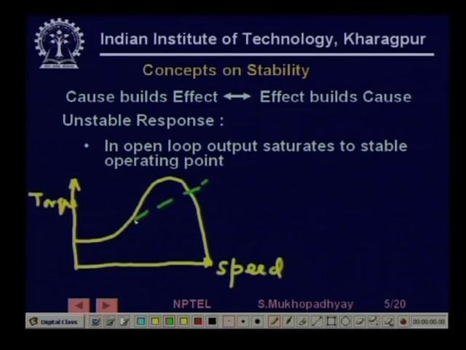So, as the speed increases, the load torque demand also increases. Now, this is the load torque speed characteristic. Suppose we connect the motor to this load and then switch on the motor, what is going to happen? Initially, of course, the motor will not start because this torque is larger.